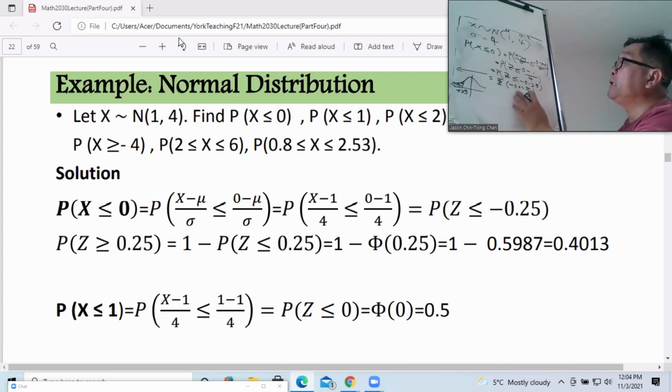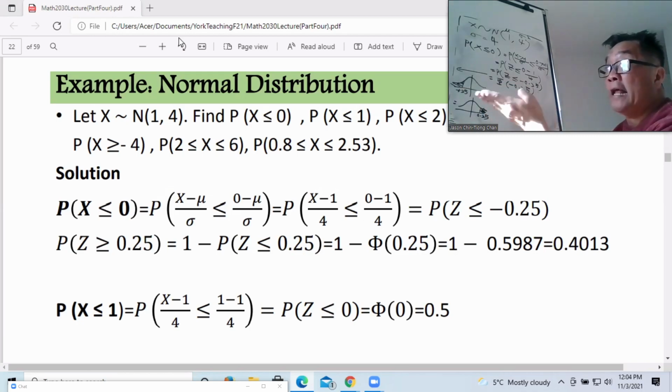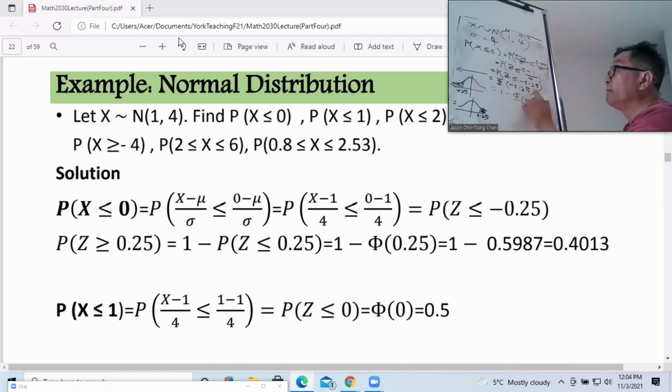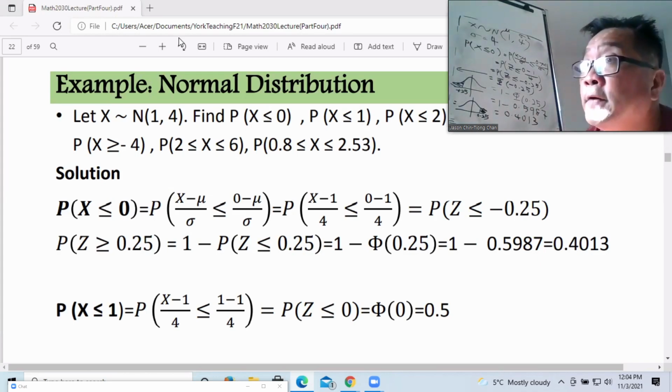Unfortunately, our table does not have negative. So we do what? We flip over, so it's here. But flipping over again is no good because our table goes to the left. So we use the complement, 1 minus. Now this one we can get from the table. So 0.25 is 0.5987. So now your answer is 0.4013. Everyone okay with the step?